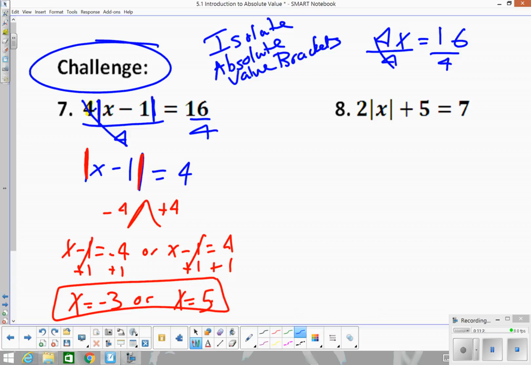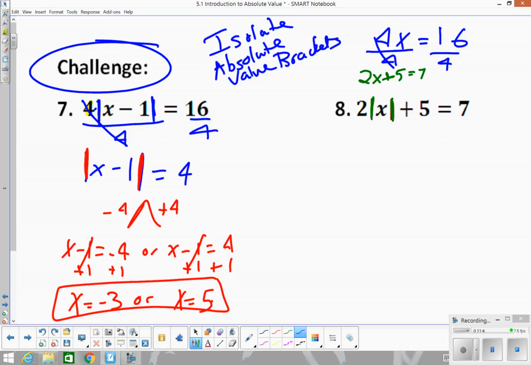Okay, now 8 says 2 times the absolute value of x plus 5 equals 7. Now I'm going to do a side note over here. Make believe this said 2x plus 5 equals 7. Okay? Now the first thing I would do is move that 5, correct? Then I would divide both sides by 2. You're essentially doing the same thing. I'm going to isolate these absolute value brackets.